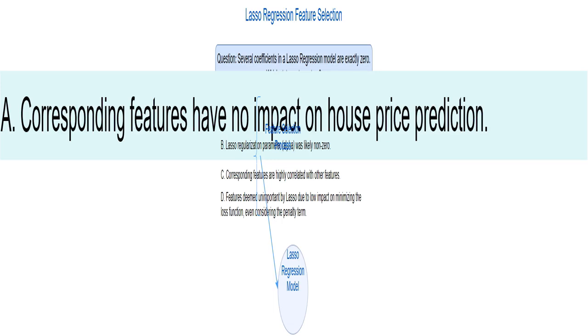This is incorrect. A 0 coefficient only means the model didn't find that feature useful in this context. The feature itself might indeed affect house prices. It's just that Lasso didn't pick it up as significant in this specific model.